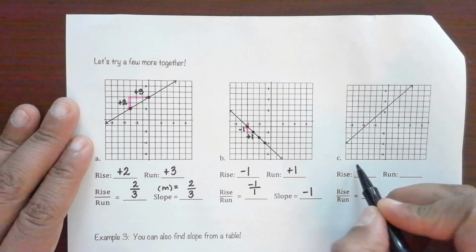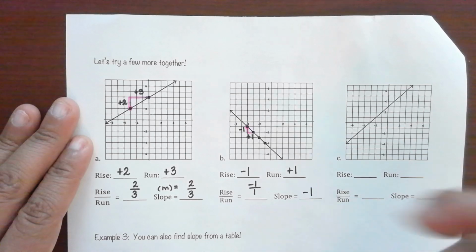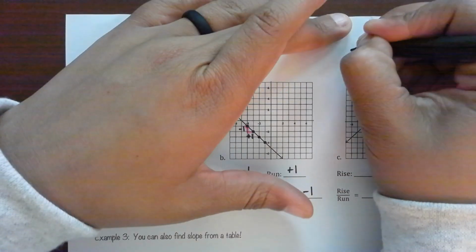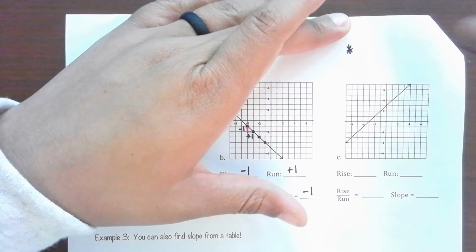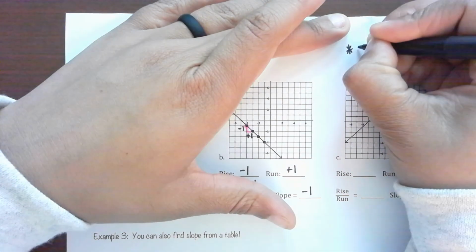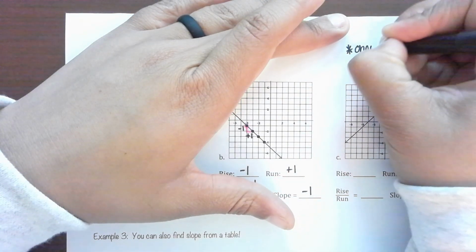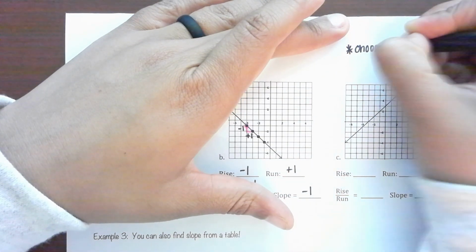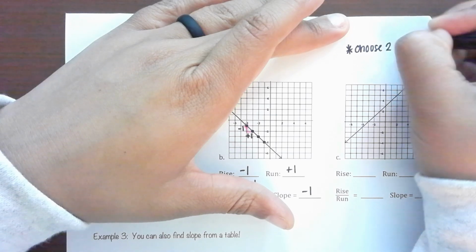Okay, so looking at letter C, this one is special, and we're going to write why it's special at the top up here, okay? There's no dots that are visible to you. So we need to choose 2 lattice points.